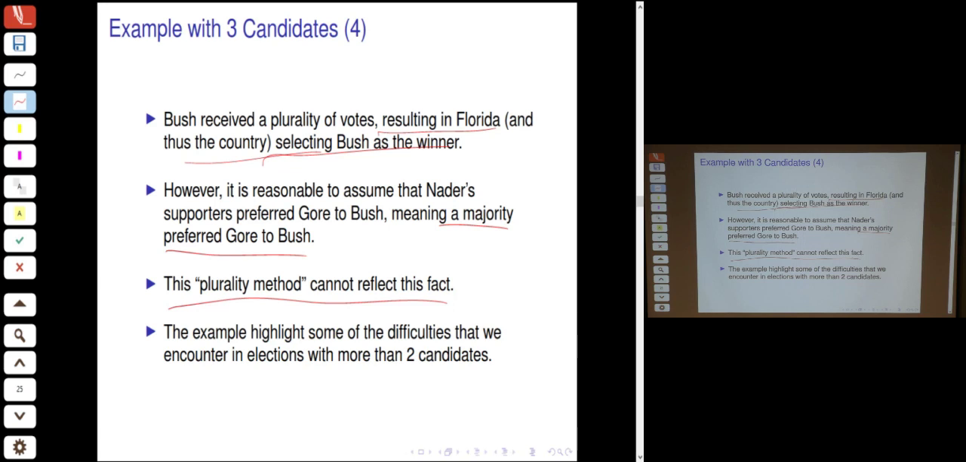There was a lot of angst and lots of controversy surrounding that election. In particular, one of the reasons was that the plurality method cannot reflect the fact that most supporters prefer that Gore actually won. A majority of voters actually preferred Gore to Bush in their relative ordering. So these examples highlight some of the difficulties that we encounter in elections with more than two candidates.